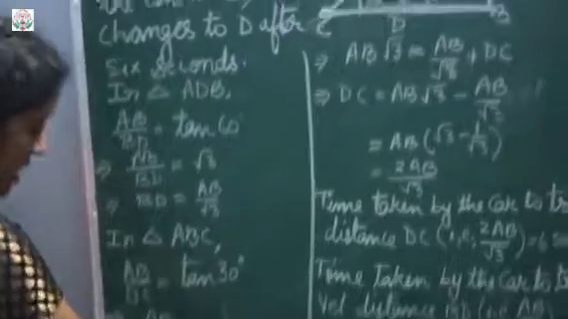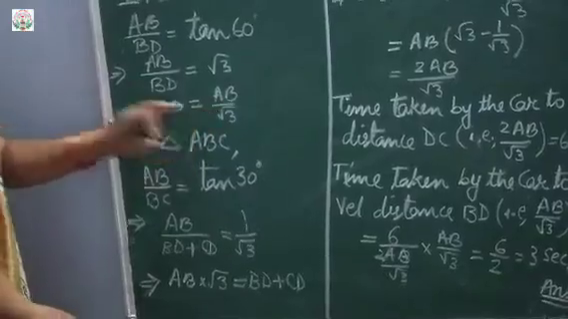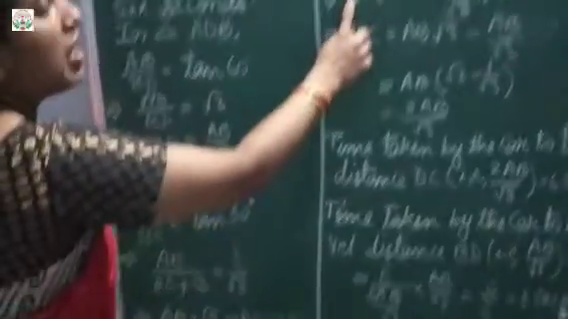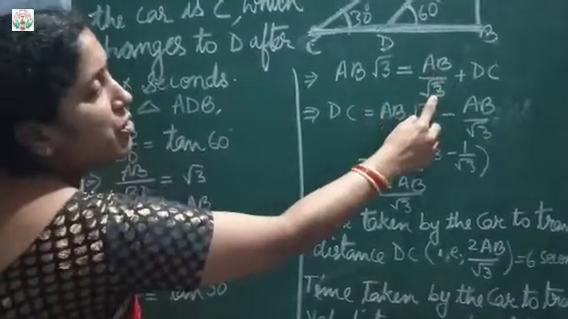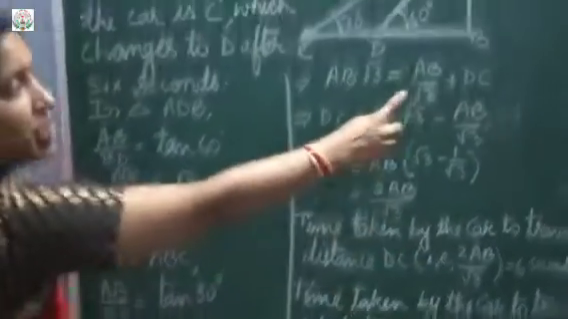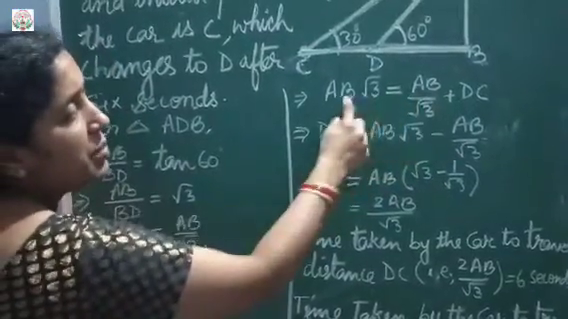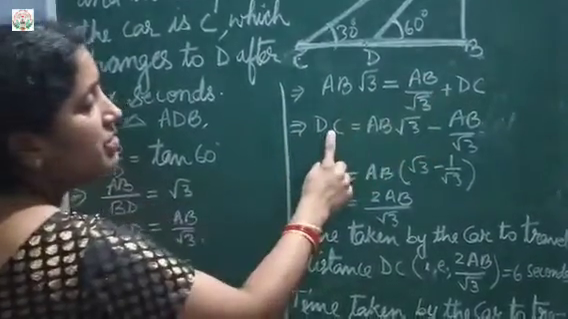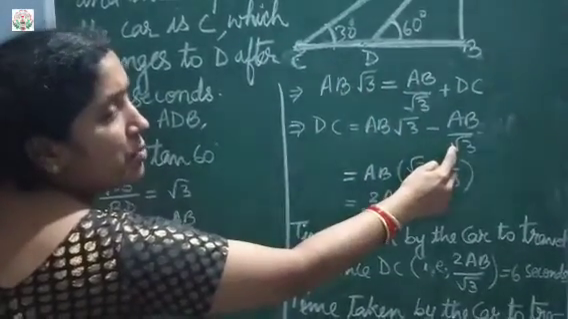This we got. Now in place of BD, we already got the value of BD, AB upon root 3. So we will put this value in the BD place. After putting the value, this will be AB root 3 equals AB upon root 3 plus DC. Now the AB terms are the same, so we will bring it to the other side, that is transposing. So DC will be equal to AB root 3 minus AB upon root 3.